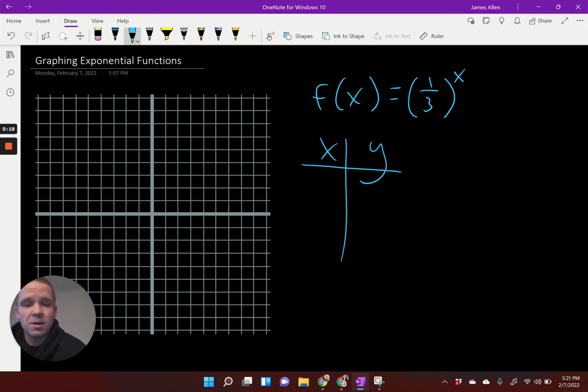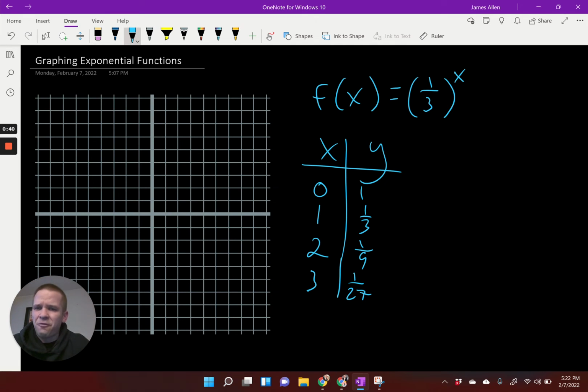Well, if I start with 0, anything to the 0 power is 1. And then if I plugged in 1, I'd get, well, 1/3 to the first is just 1/3. 2, I would have to square both, so 1 squared is 1, 3 squared is 9, so I'd get 1/9. And then if I did 3, I would cube everything, and I'd get 1/27. So that's interesting. There's a lot of fractions there.